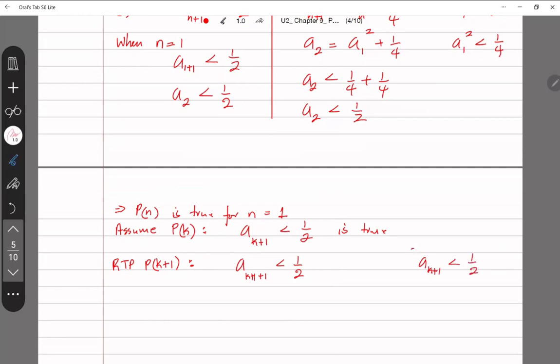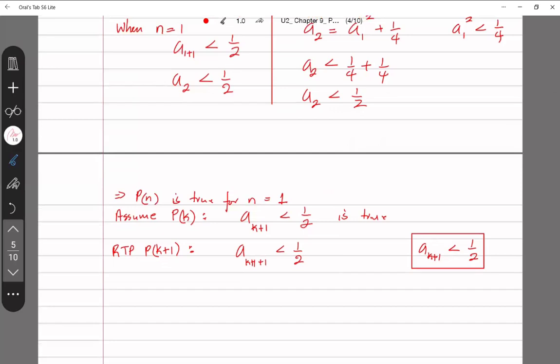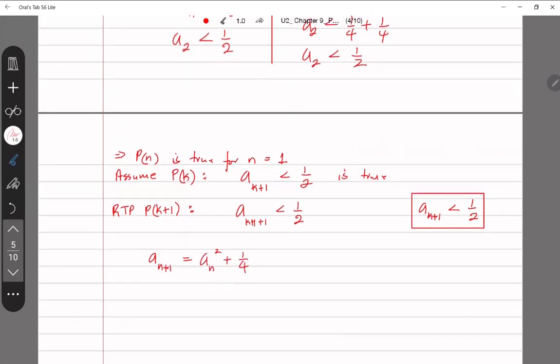Now, this is P_k. So somewhere in my proving of P_(k+1), I must utilize P_k. So starting with, go back to the defining equation, which is a_(n+1) is equal to a_n squared plus a quarter. When n is equal to k, I'm going to get a_(k+1) would be equal to a_k squared plus a quarter.